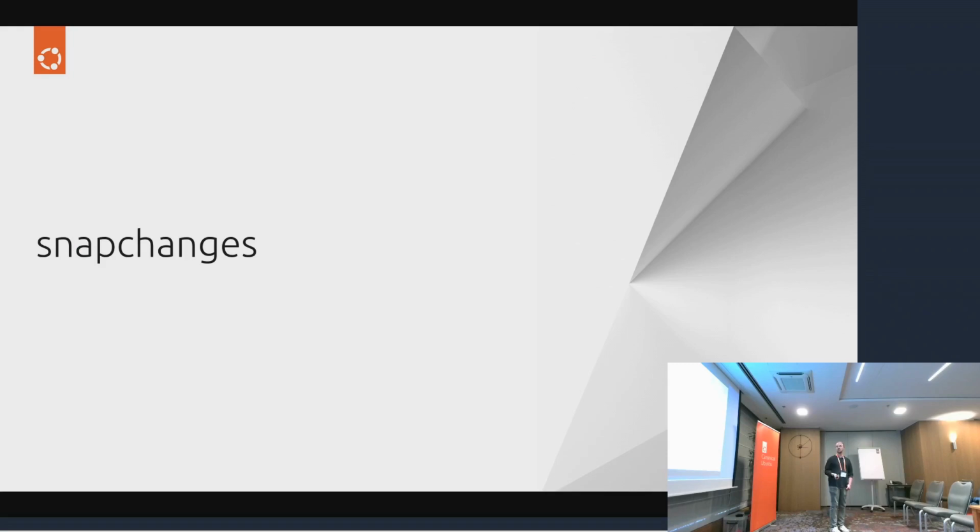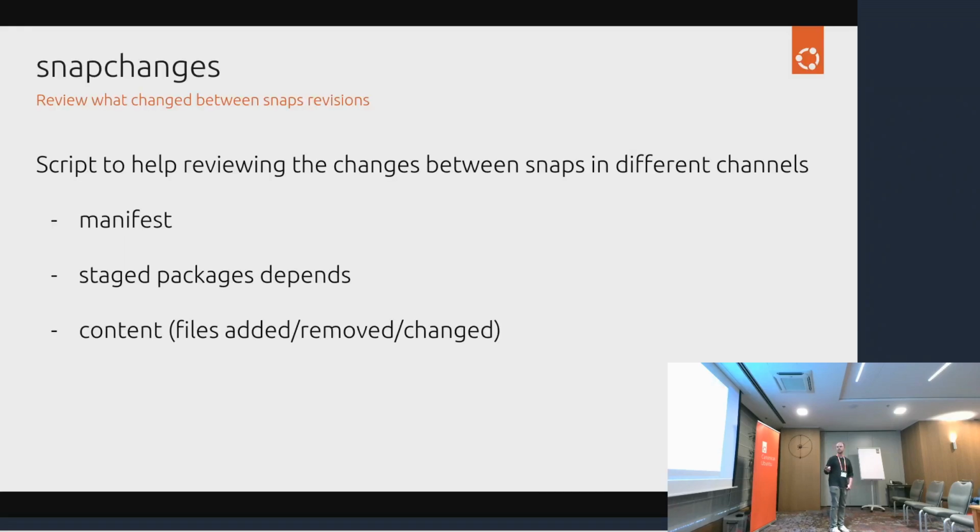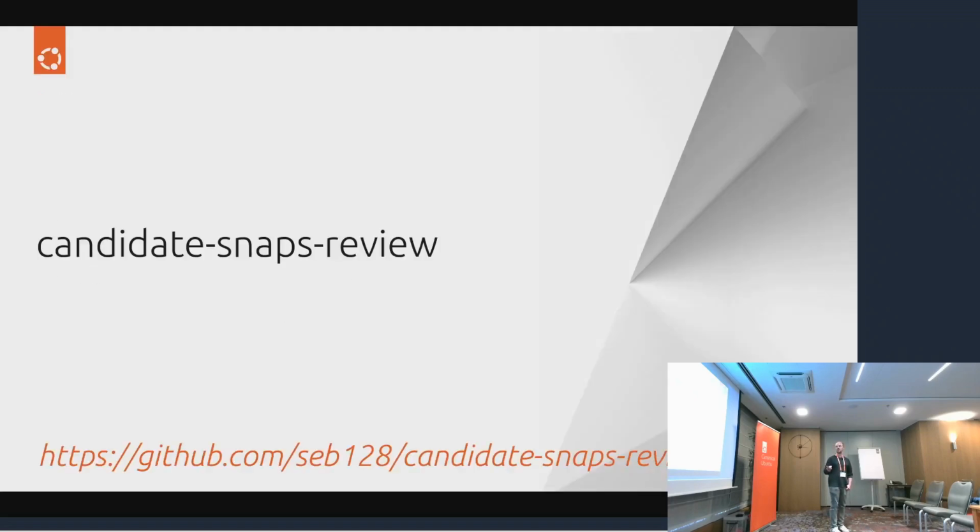I don't have a screenshot there. I've been working on snapchange, which is a sort of debdiff script for snaps, which allows us to see the difference between the snap in two channels. It's doing a bunch of stuff. It's showing you the diff in the manifest, in the snapcraft build, but also in the stage packages. So if you pick a new version or a new revision, and then the content: if you added a file, removed a file, if the size changes, you have a bunch of information there.